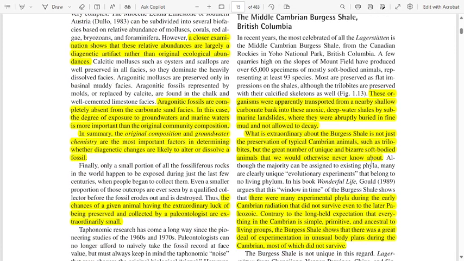What is extraordinary about the Burgess Shale is not just the preservation of typical Cambrian animals such as trilobites, but the great number of unique and bizarre soft-bodied animals that we would otherwise never know about.